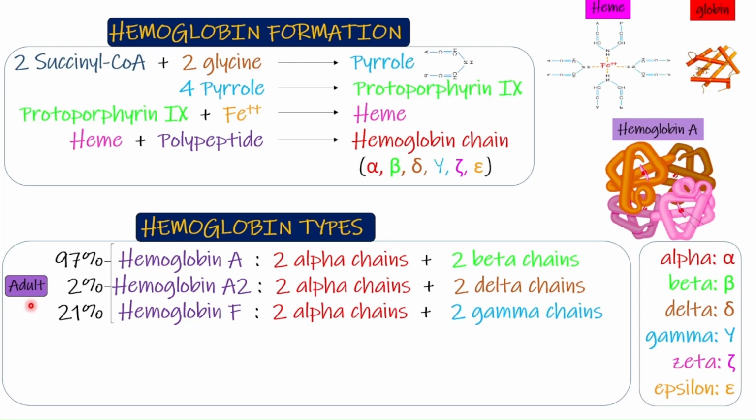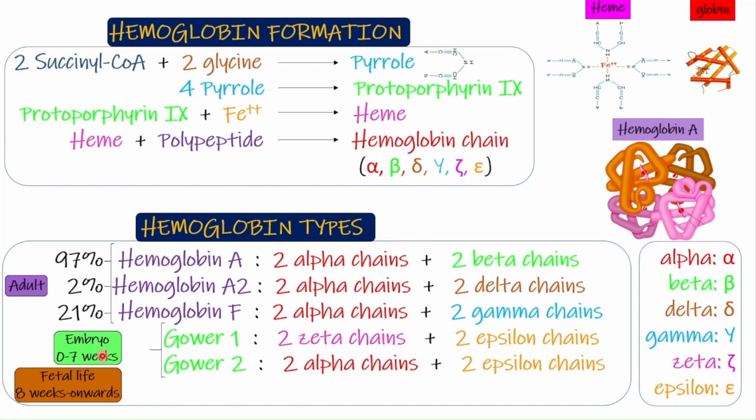So I'm talking about the adult life. If we talk about the fetal life, in the embryo there are different hemoglobin chains, different types of hemoglobin. The embryo stage is when the unborn child is from 0 to 7 weeks, and the fetal life is 8 weeks onwards, which means 8 weeks till the birth.